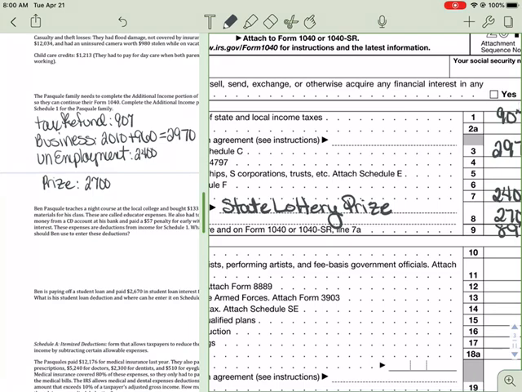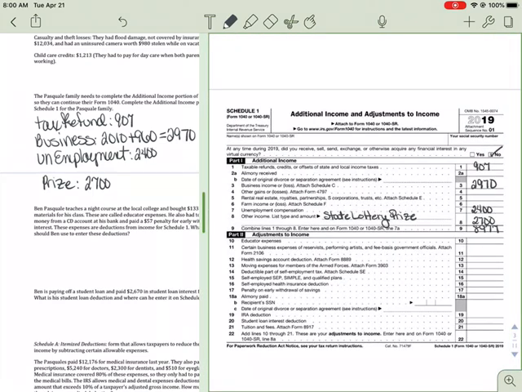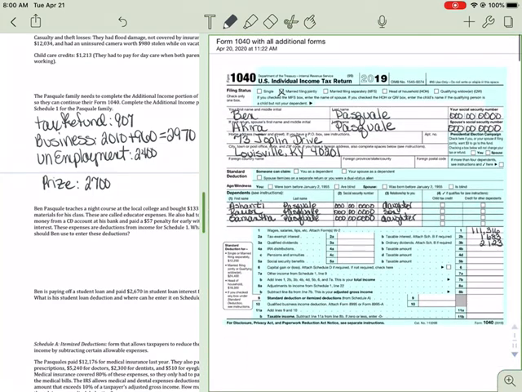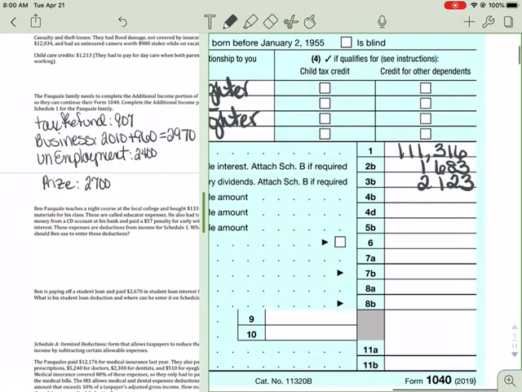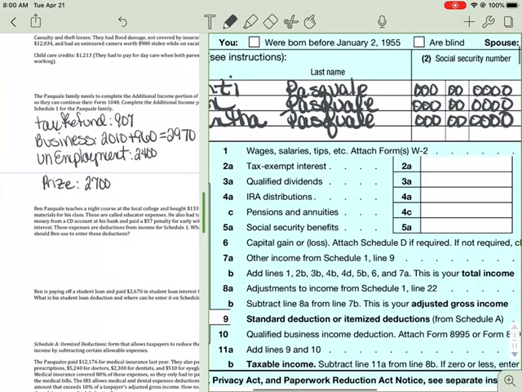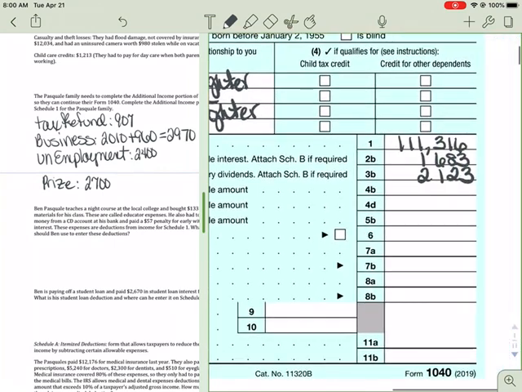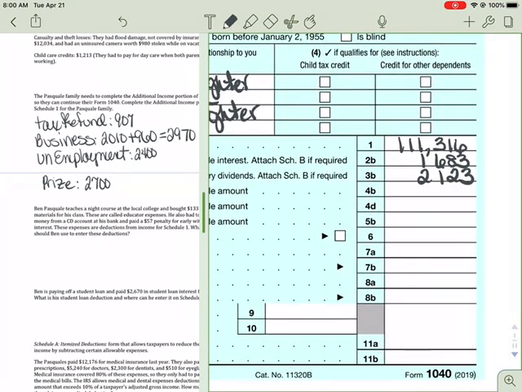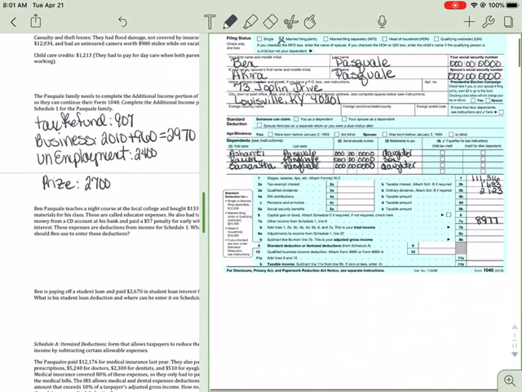Okay, so now it does tell us to put this on line 7A of the original form. So we're going to go back up here, go to 7A. Okay, and if you look, it says things from Schedule 1, line 9. So on 7A, we're going to put 8,977.